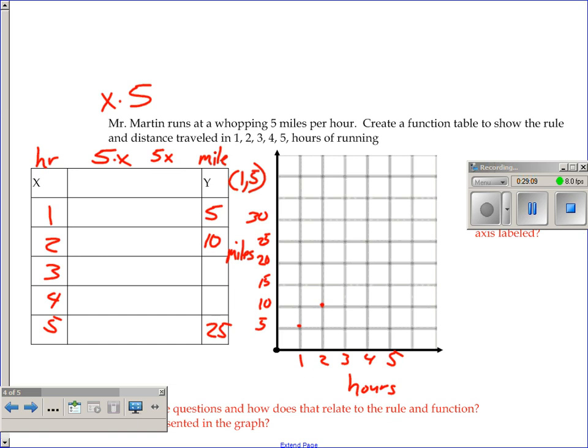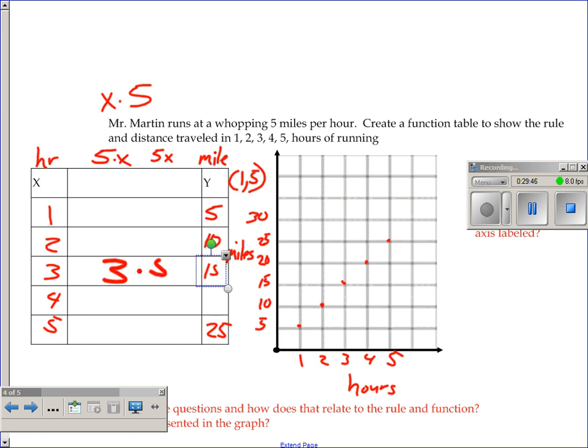Okay? Then I'm going to show you one other thing, and then I'm going to hand out your homework. 3 hours, we would be at 15 miles, because 3 times 5 is 15. Okay? At 4 hours, we would travel a grand total of 20 miles, and 5 hours would be 25 miles. And we would form that straight line, and anytime we see a perfectly straight line, that is a constant rate of speed.